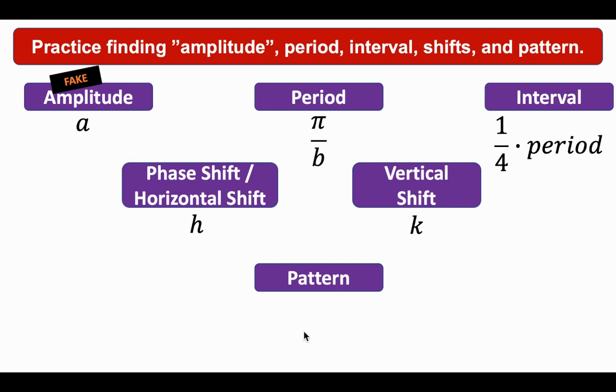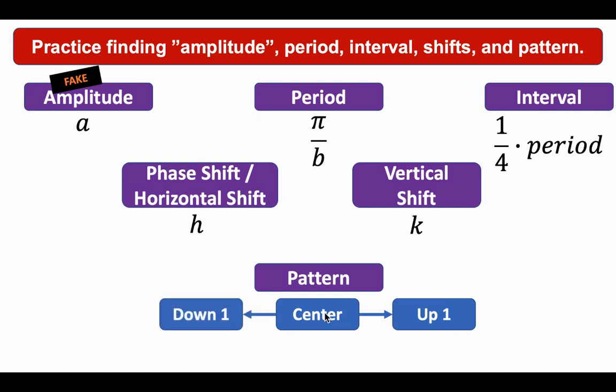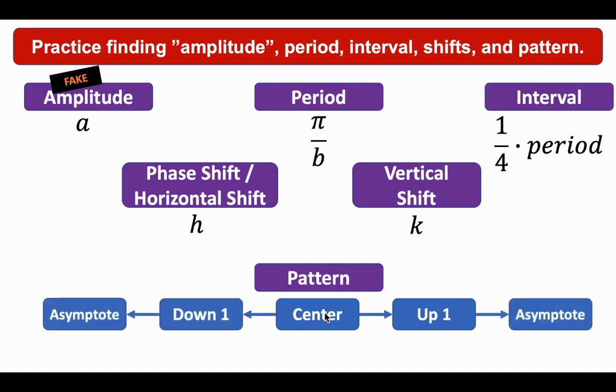The way I'm going to teach you, and other teachers teach this differently, but this is just the way I teach it. Feel free to use whatever method works best for you. I teach you to work from the middle and then work your way out, okay? So the middle is going to be the center point. Then when you go to the right, you're going to go up 1. This is what we did for the parent function. We started at the center, then we went up 1 when we went to the right, we went down 1 when we went to the left, and then we threw our asymptotes on the side.